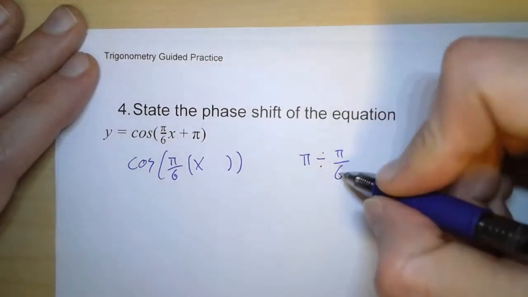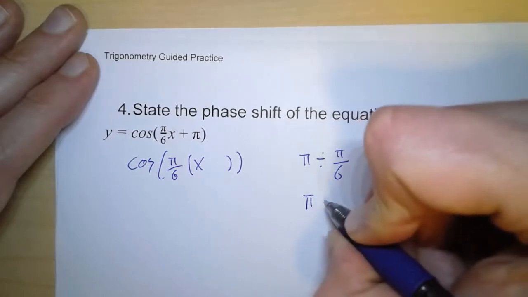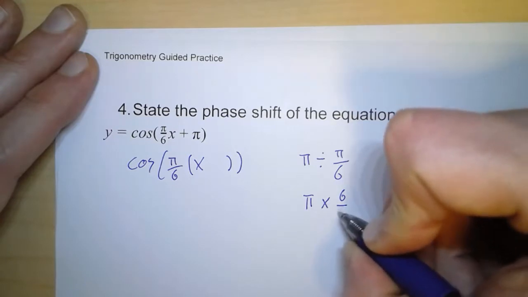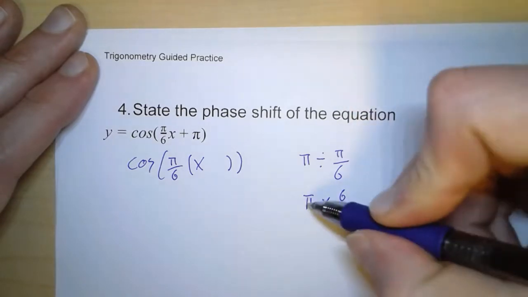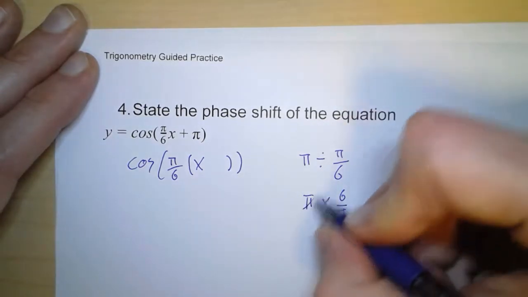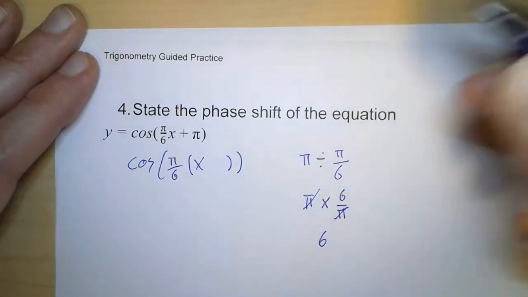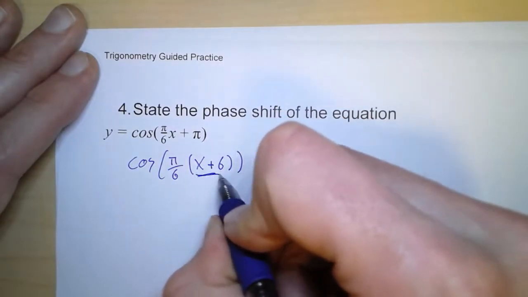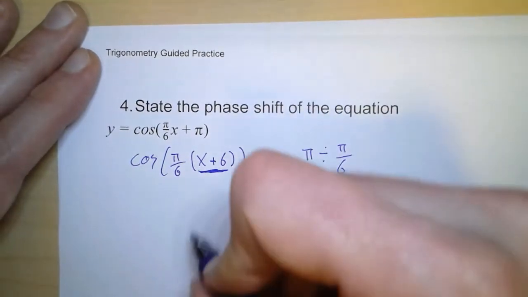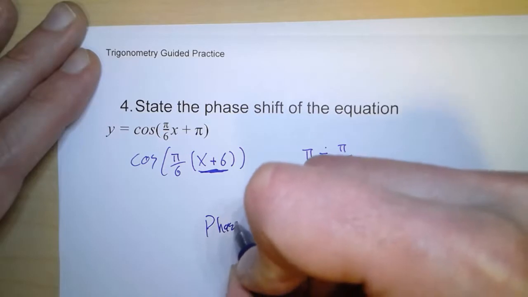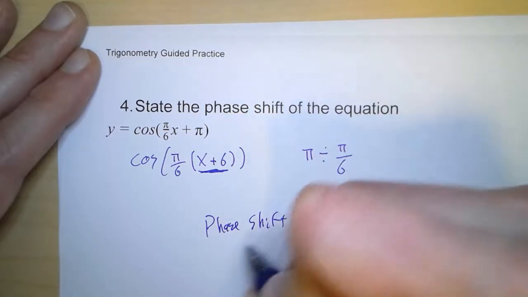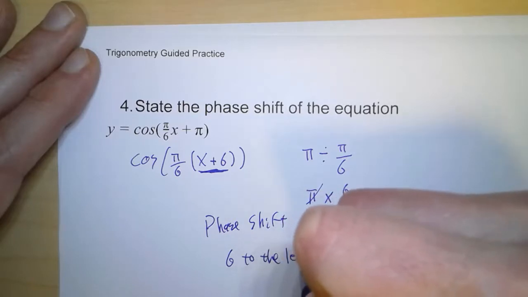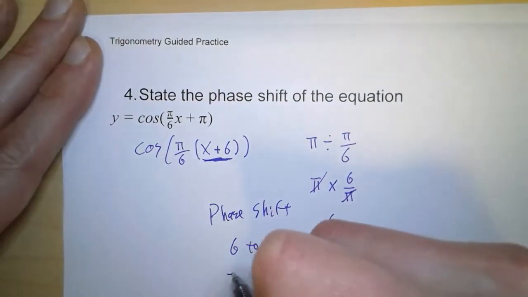Well, we're dividing by a fraction. So what that means is we're going to really multiply by the reciprocal. So we'll multiply pi by 6 over pi. And so what ends up happening is the pi's cancel out. And so all we're left with is 6. So that is what goes right there. And so by doing that, we see that our phase shift is 6 to the left. Or just -6.